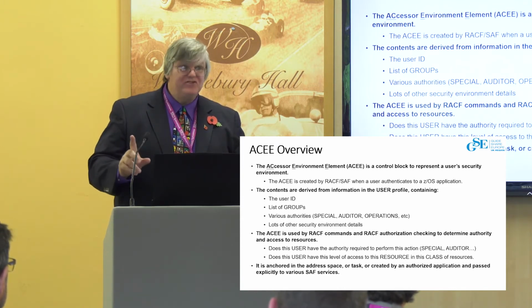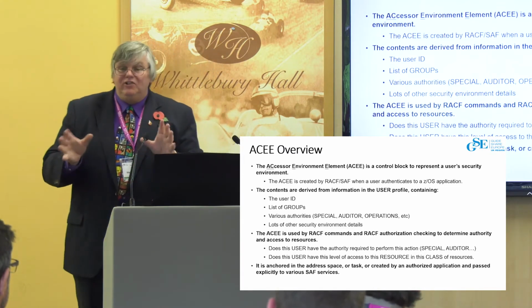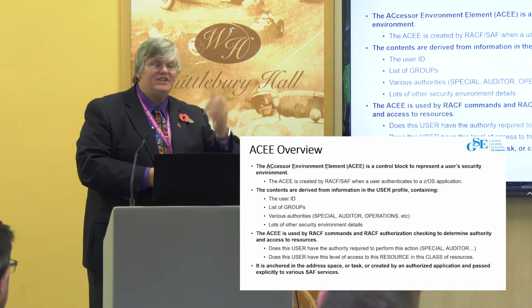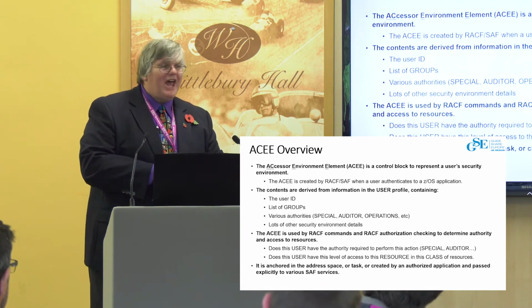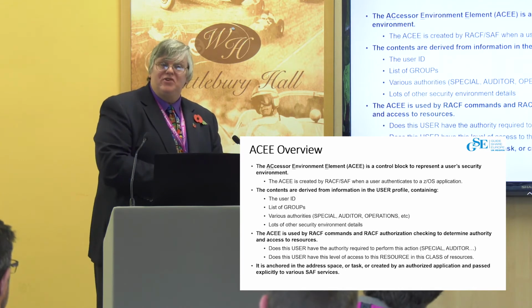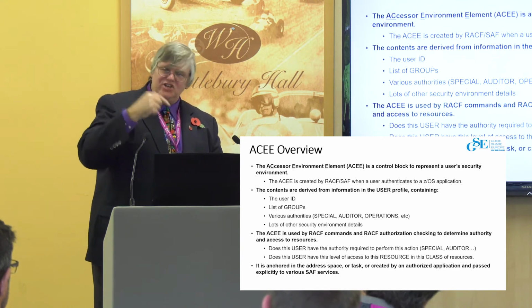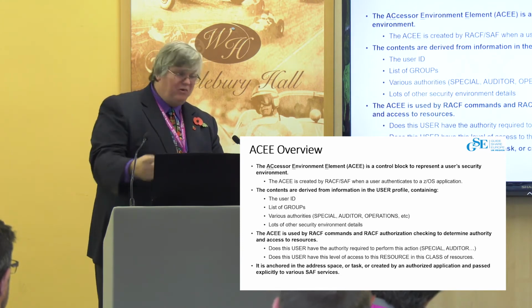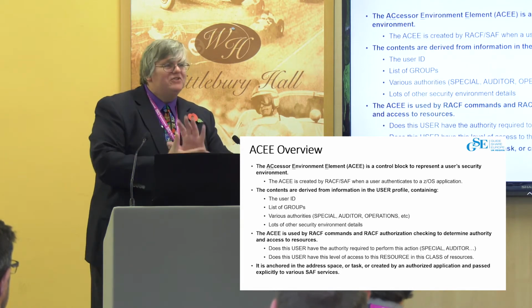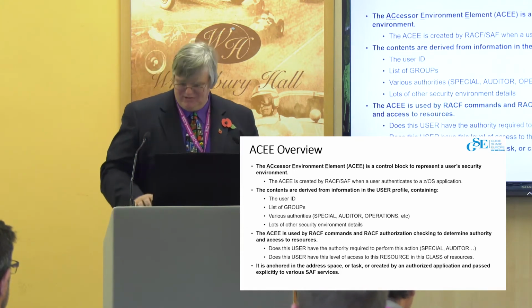But wait, there's more. You can also have these accessor environment elements, these ACEs, literally sitting in storage, waiting for use by a resource manager, like CICS, as an example. What happens here is the resource manager, in this case CICS, creates the ACE, and when it wants to do an authorization check for that user, it says, hey, RACF, does the user represented by this ACE in storage, and it points to it, have the authority to this transaction or whatever it might be? Right? So these accessor environment elements can exist in lots of places. That's about as geeky as we're going to get.